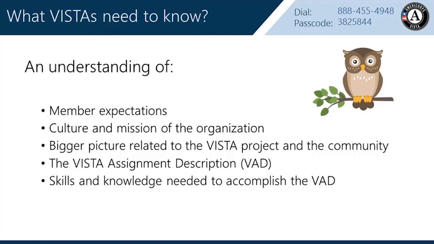Obviously, the VAD, the VISTA assignment description, is going to be a key piece of OSAT. What is the VAD asking of the VISTA member? How do the activities build up to accomplish the objectives and the goal? And finally, skills and knowledge needed to accomplish that VAD because it is so critical. What are the actual skills the VISTA is bringing to the project in the VAD? What are the skills that they are lacking that you need to make sure that you fill in the gaps for? What training and resources do they need to develop those skills?